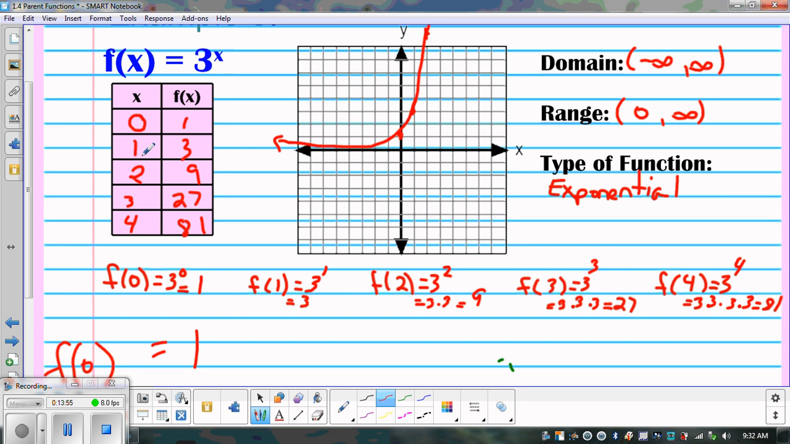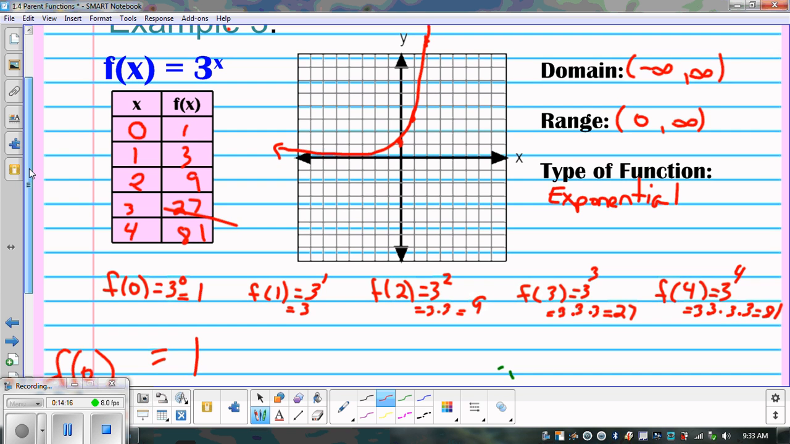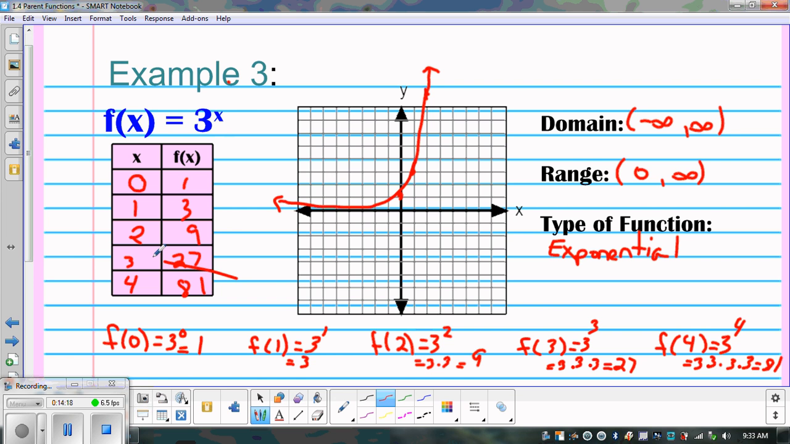The next number you sub in would be a 1, so 3 to the first power is just 3. Then you sub in a 2, 3 to the second power, 3 times 3 is 9. Sub in a 3, so then we have 3 to the third power, which would be 27, and then 3 to the fourth power, which is 81. When you go ahead and plot those points, they are not all going to fit on your coordinate plane, but it's enough for you to get an idea that it is an exponential graph.